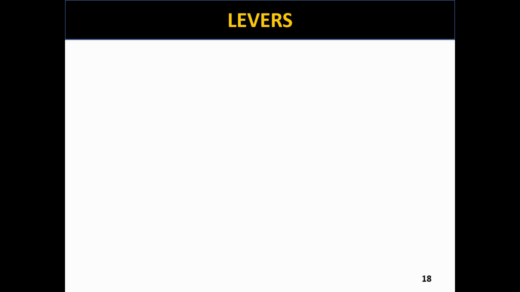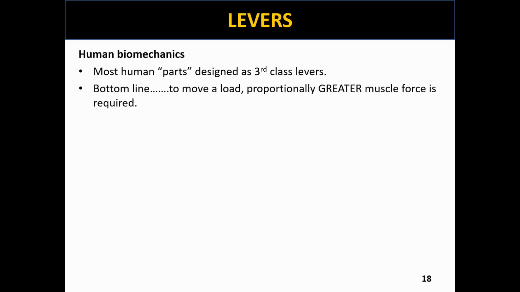In this short video, we're going to complete our discussion of levers and look at the physical manifestation of why humans have a particular type of lever designed for their extremities. And so when we think about human biomechanics, most human parts, if you will, particularly our extremities, are designed as third-class levers.